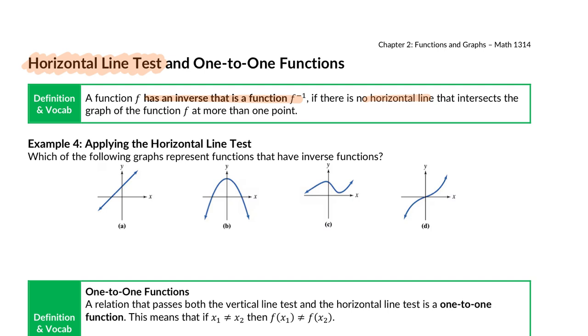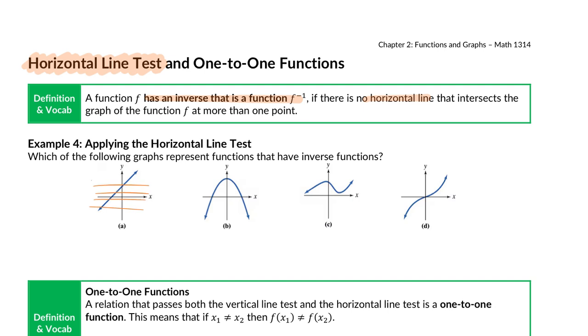So let's back up a second. Here are 4 graphs. Before we do the HLT, let's do the VLT. Would this one pass the vertical line test? So it is a function. Would this one pass the vertical line test? So this graph is a function. How about this one? So this graph is a function, and yes, all of these graphs are functions. They're relations that are functions. They pass the vertical line test. The question now is, do these functions have inverses that are functions?